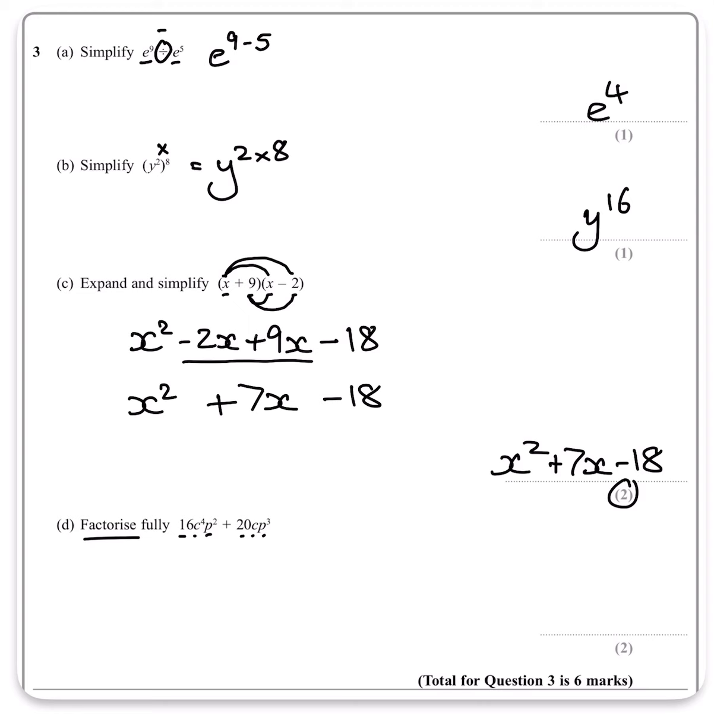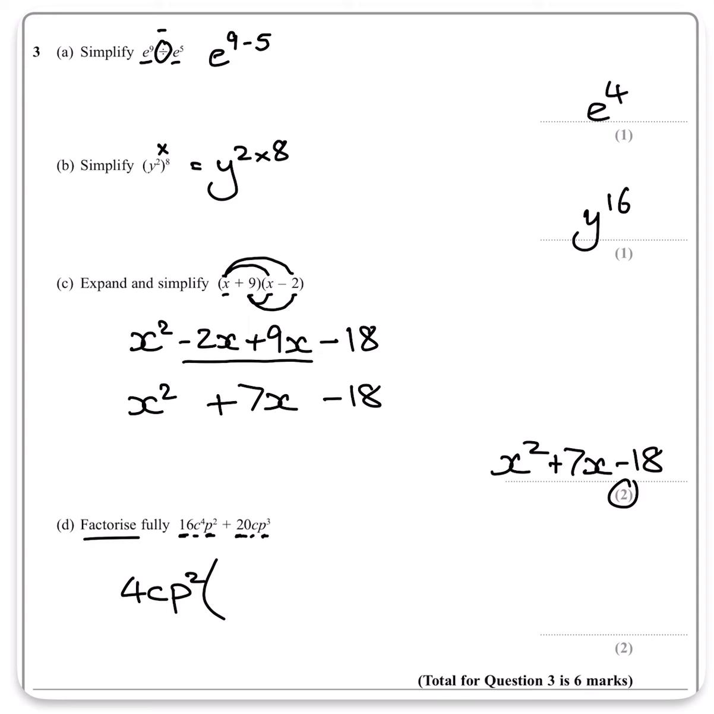So start with the numbers 16 and 20, both can be divided by 4, so there's a common factor. Next on to c to the power of 4 and c, well, the common factor there, they both have at least 1 power of c in there. And then on to p squared and p cubed, they both at least have p squared in them. So that's my common factor that I'm taking out.